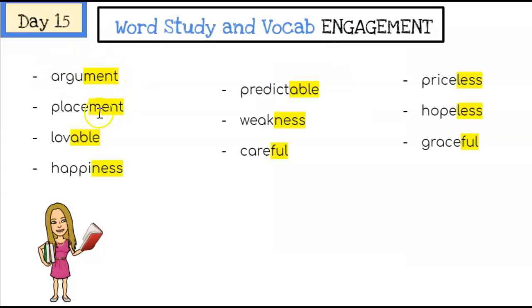Argument and placement both indicate an action or a process. Lovable, able to love, happiness. Remember, ness means state of or condition of. Predictable, able to predict. Weakness, again, ness indicates the state or condition of. Careful, full of care.